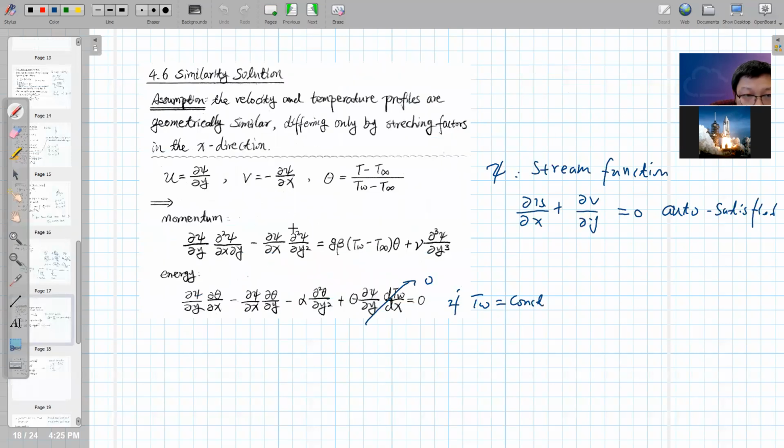So this is where we did the similarity solution for the regular isothermal cases of free convection near a vertical plate. This is how we derive the equation. We're still using the stream function for u and v, right? But this non-dimensional temperature theta here is T minus T infinity over T_w minus T infinity. In these cases, because T wall will not be a constant temperature anymore, it's a variable temperature along the wall.